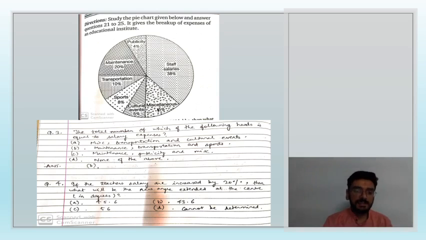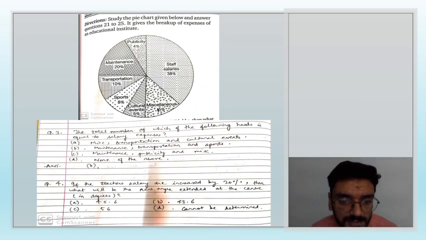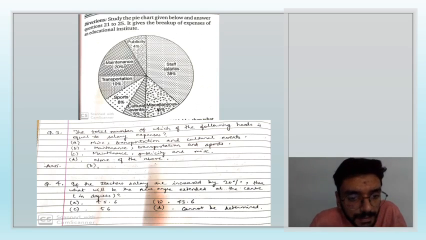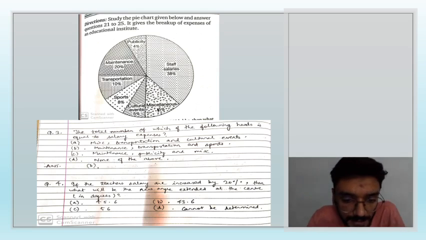The first option says miscellaneous plus transportation plus cultural. Second is maintenance plus transportation plus sports. Third is maintenance plus publicity plus miscellaneous. And fourth is none of the above. The correct answer is maintenance plus transportation plus sports. Maintenance amounts to 20%, plus transportation, that is 10%, plus sports, that is 8%. So staff salary is 38%, and maintenance plus transportation plus sports is 38%. So the correct answer would be option B.